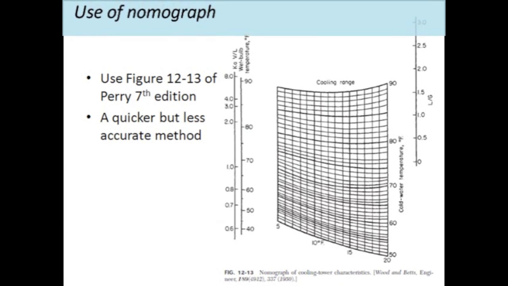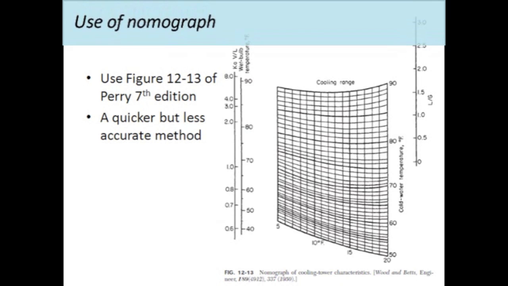Another method known to be quicker but less accurate is the use of the nomograph, figure 12-13 in Perry's 7th edition.